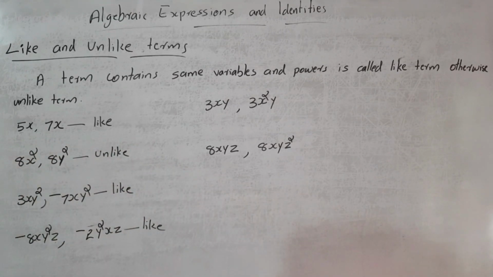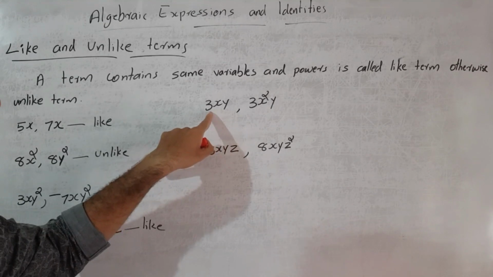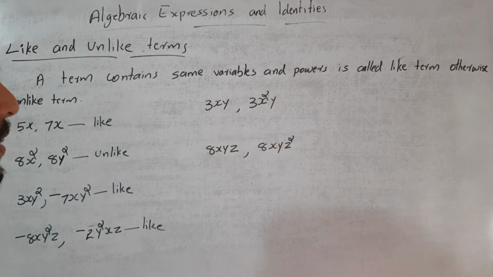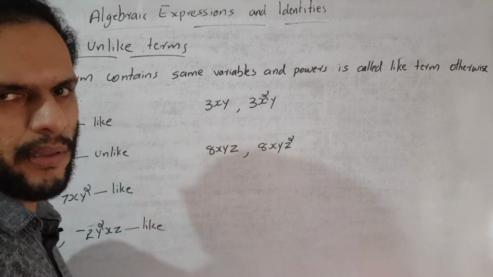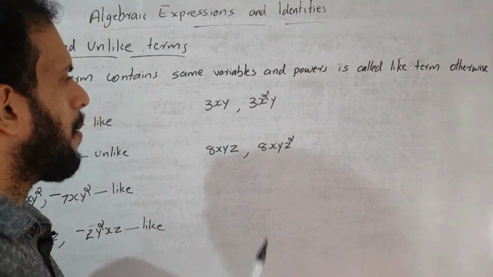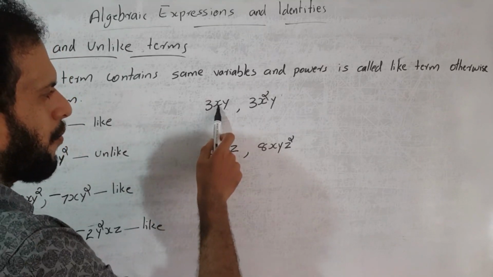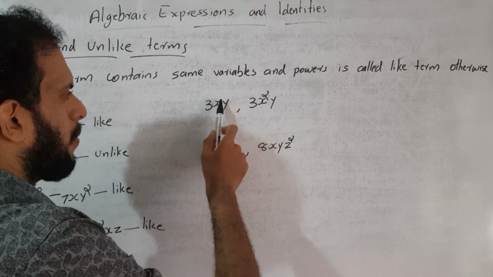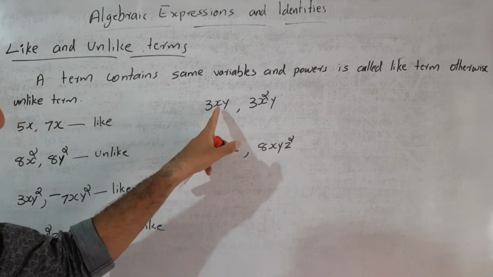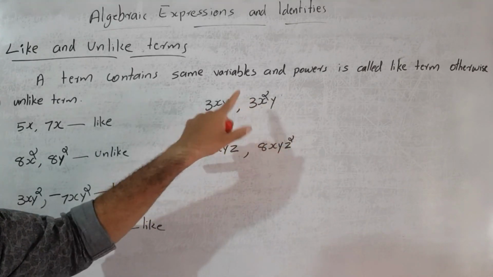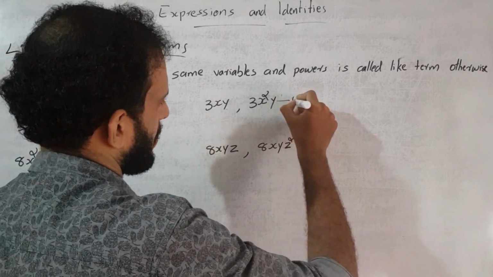The next one, 3xy and 3x square y. What terms do we use? We use the terms 3xy and 3x square y. Then what are the variables? The variables are x and y, here also x and y. Then we check the powers of the variables. What is the power of y? The power of y is 1 in both cases. But the power of x is 2 in the second and 1 in the first. So they are not equal. Here the y power is equal, but the x powers are not equal in the two. So what do we call it? We call it unlike.